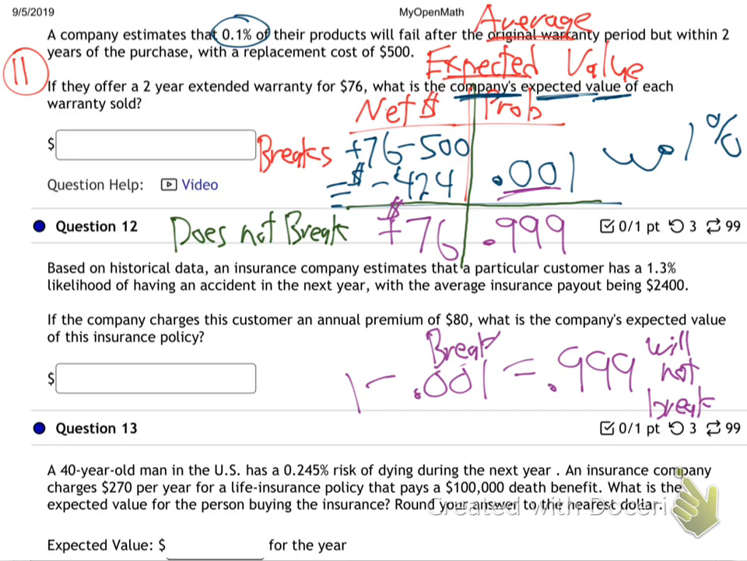So, okay, there's everything, right? The product either breaks or doesn't break. If it breaks, they lose $424. There's a 0.001 chance it's going to break during the 2 years. If it does not break, they gain $76. And there's a 0.999 chance it will not break during the 2-year warranty period. So what do we do now?